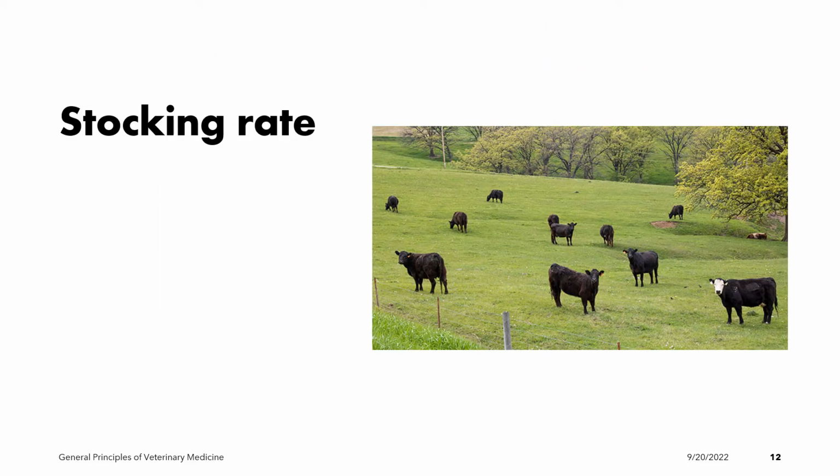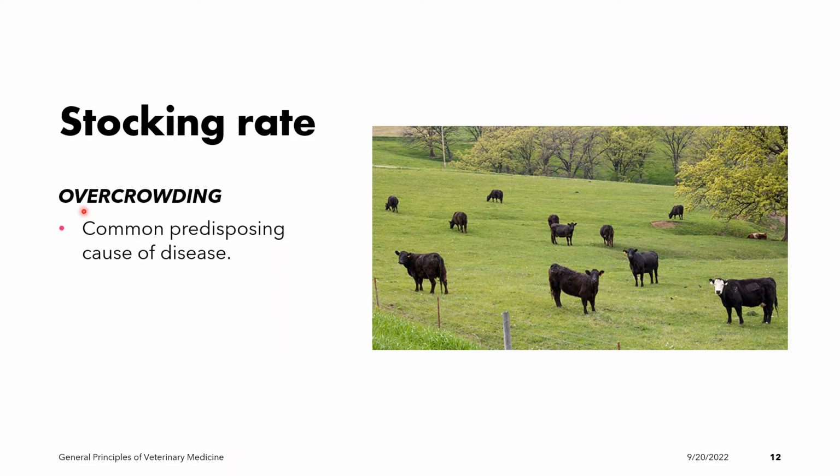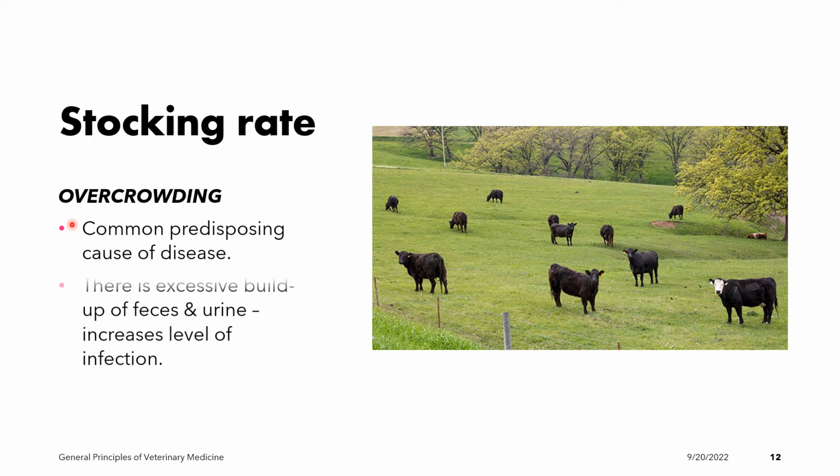Under the stocking rate, we have overcrowding. This is considered to be a common predisposing cause of disease. In overcrowding, there is an excessive buildup of feces and urine. These are sources of ammonia, and this can increase the level of infection in the farm.